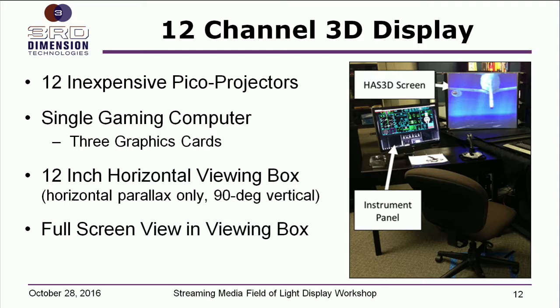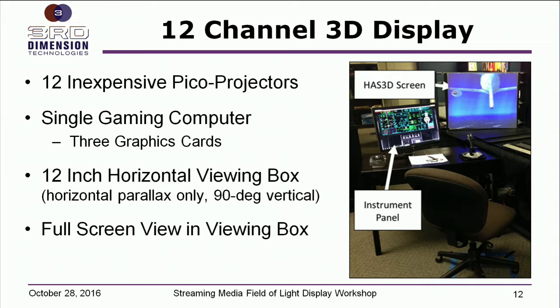The projectors are separated by 1 degree with respect to the screen, and the holographic optical element screen is reflecting them out with 1 degree diffusion. It's a full screen view within the viewing box, so you can see everything. You see the whole screen. You're not seeing just part of the screen. And if you want the viewing box to be 30 inches wide, well, you just use 30 projectors.